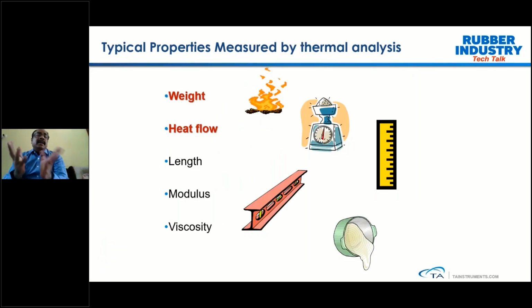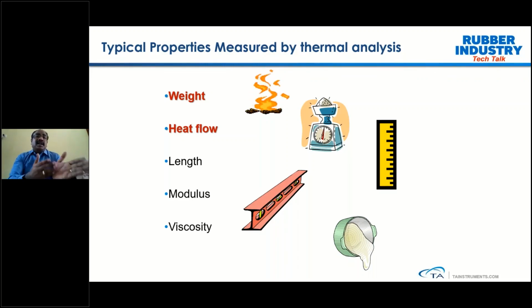If it comes to the typical properties measured by thermal analysis, one is the weight. We subject the sample to a change in temperature, and then we see how the weight of the sample changes. That is what we call thermogravimetric analysis. Another aspect is the heat flow. When you change the temperature of your sample, how does the heat flow change? We do that by measuring the heat flow. Those are the two techniques we are going to focus on today.